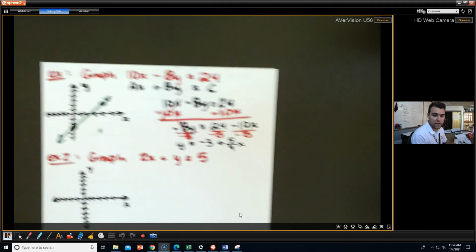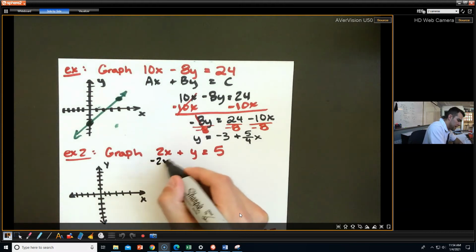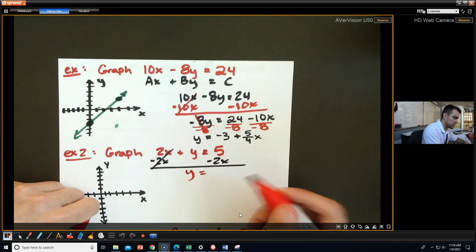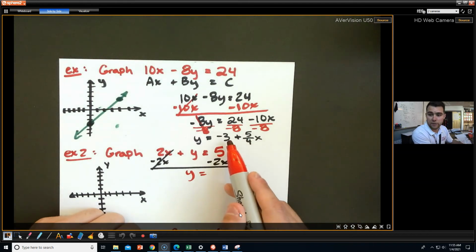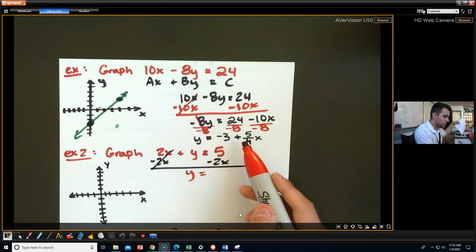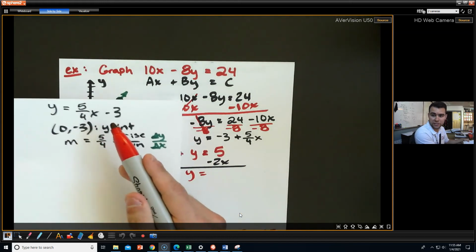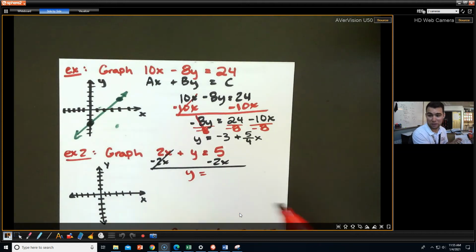Let's see this one. We have 2x plus y equals 5. First step, I need to subtract both sides by 2x. Again, the 2x's cancel. I'm going to be left with y equals 5 minus 2x. Now, we ended up having to switch these around, right? We had to do something to go from this to look like that. And all we did was keep the signs and just switch the numbers around. Let's just do that right off the bat. We don't have to wait till the end, unless you really want to.